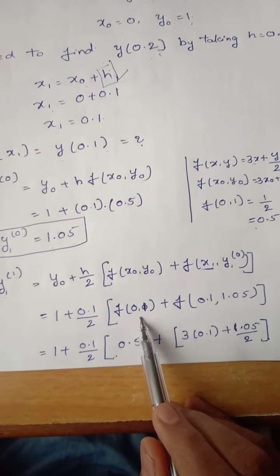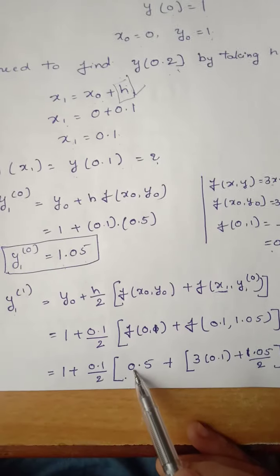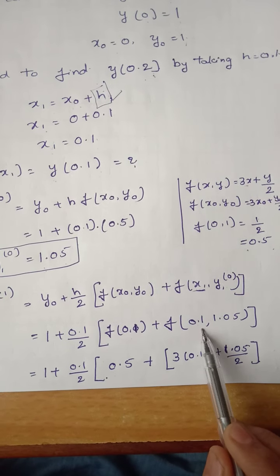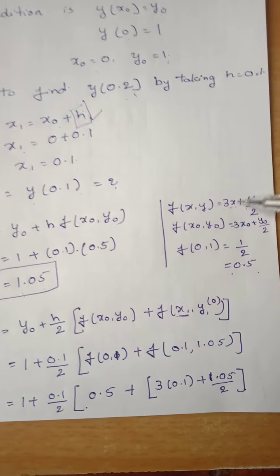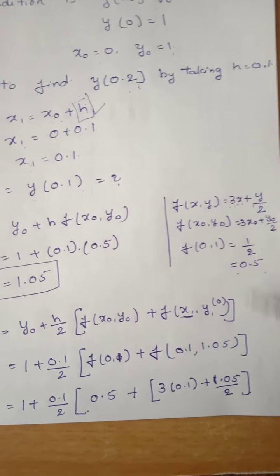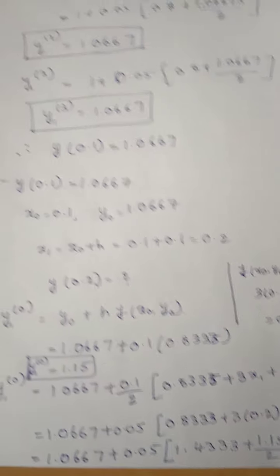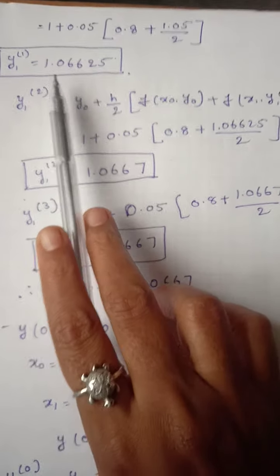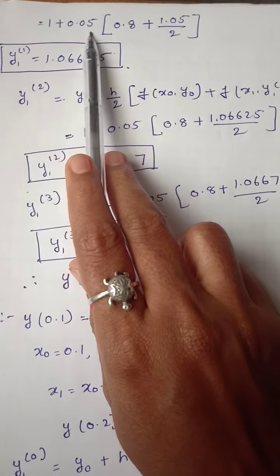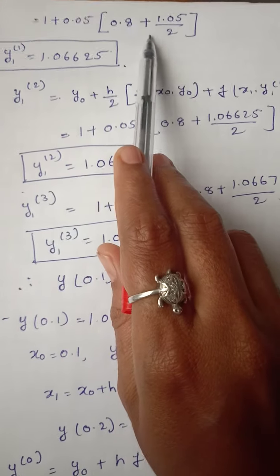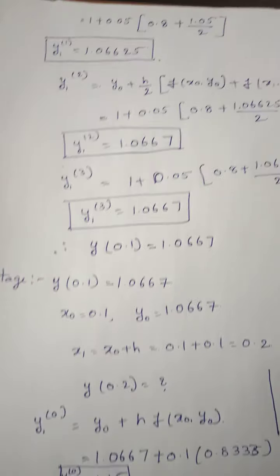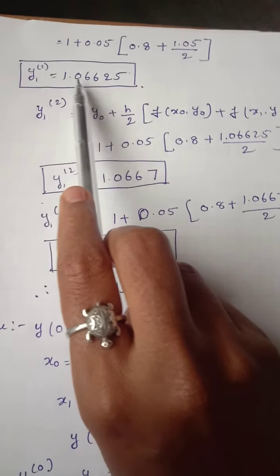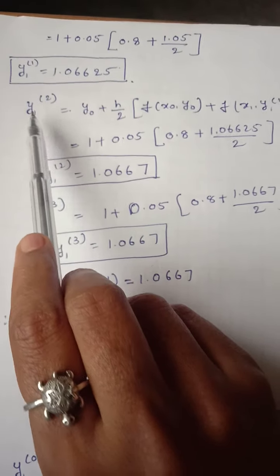We already found f of 0 comma 1, so directly substitute that value 0.5. And f of 0.1 comma 1.05 you have to substitute in this equation: 3 into x, substitute 0.1, and in y place substitute 1.05. So we get like this: 1 plus 0.1 divided by 2 is 0.05, and 0.8 plus, if you simplify this by using the calculator, this is the step. So by using the calculator you get this value. And y1 of 1 is 1.06625. Similarly find y1 of 2.